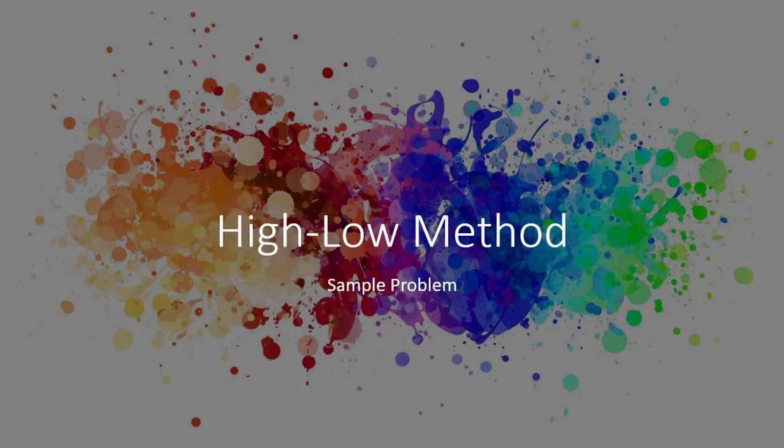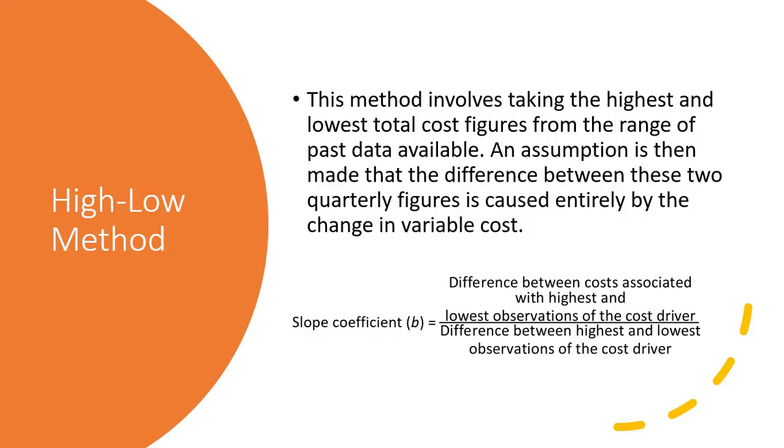Alright, so we have our sample problem for high-low method. For high-low method, we just have to get the highest and the lowest total cost from different figures and ranges or different levels. Then obtain particular data related to those highest and lowest cost.